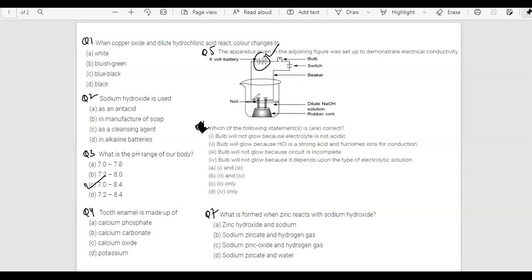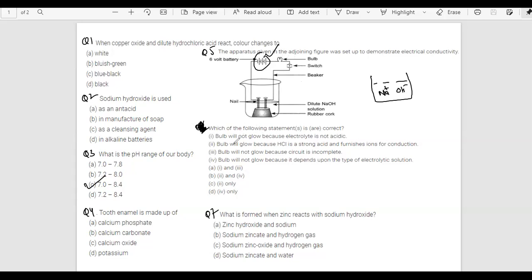Then it is moving this way, and here we have nails, and the nails are dipped in dilute NaOH solution. When NaOH is added to water, it gives Na positive ions and OH minus ions, which are the positive and negative ions that help in the conduction of electricity. So here the bulb will glow, and the switch is also on.